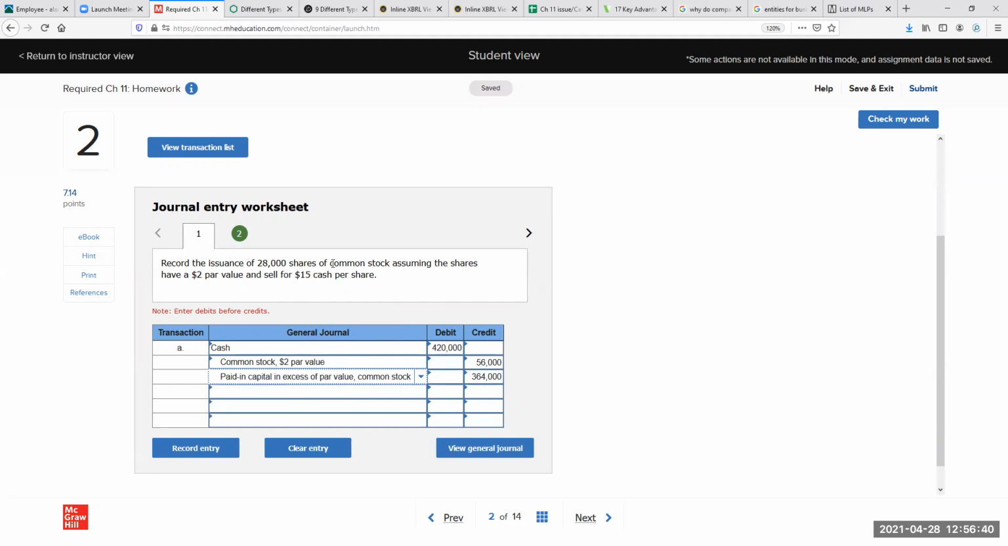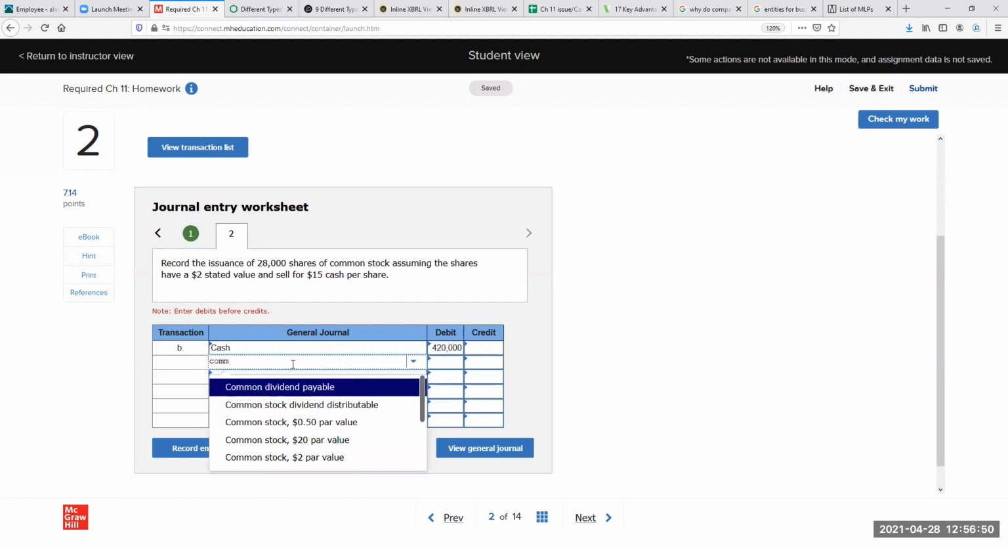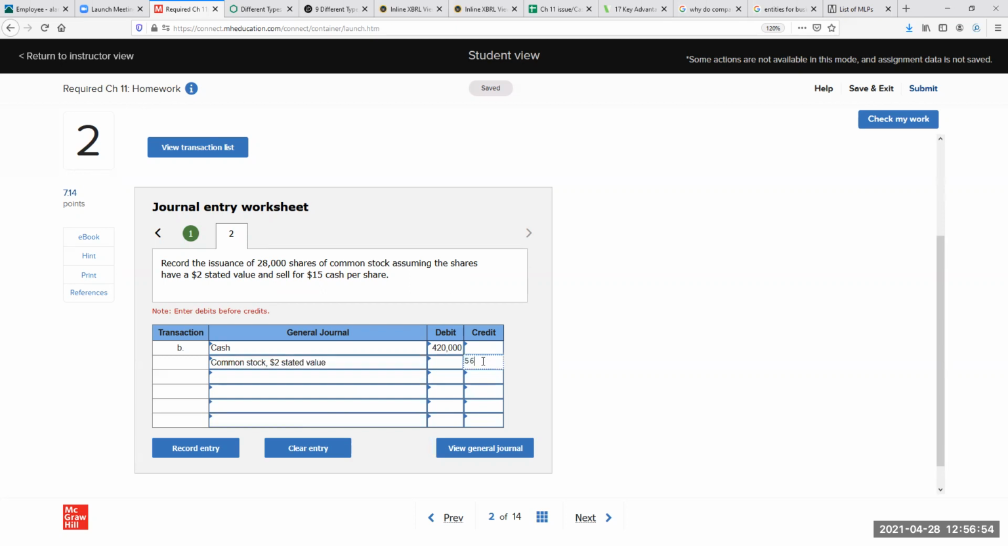Number of shares times the par: 28,000 shares times $2 is 56,000. Now on this one here, it has common stock stated value of $2. So it's still 56,000 and still 364,000 from paid in capital in excess. In this case, the paid in capital is anything above the stated value, but you have to tell it to come from common stock.